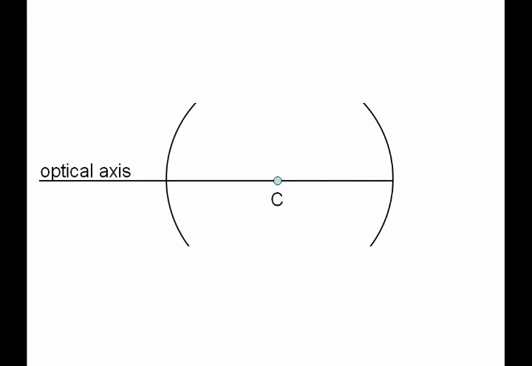There's an imaginary line that goes through the center of the mirror called the optical axis. This mirror on this side that curves inward is called a concave mirror. The one that curves outwards is called a convex mirror. In the middle between the center and the mirror is a point called the focus point. This is the focus point for the concave mirror. This is the focus point for a convex mirror. Now this distance from the focal point to the mirror is called the focal length.